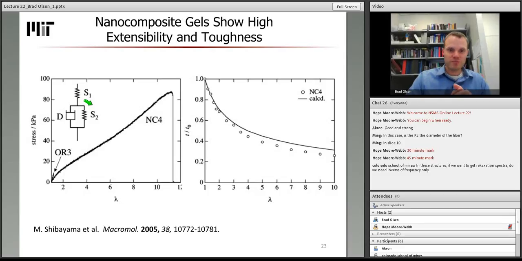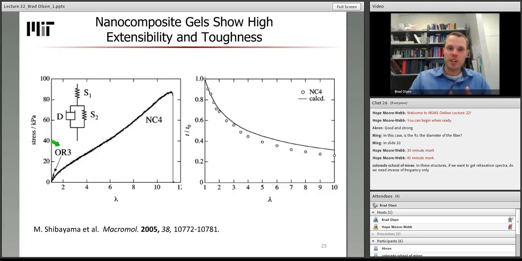So I show a couple of examples. So one is an extension ratio of a nanocomposite gel developed by Shibayama's group. So the extension ratio, again, down here is lambda, and this is a function of stress in kilopascals. And so they show as a comparison two different gels that illustrates just how amazing nanocomposite gels are. NC4 is a nanocomposite gel, and OR3 is a traditional chemically cross-linked gel, I believe cross-linked with bisacrylamide. And so these nanocomposite gels in this figure, will show some schematic illustrations in a bit.